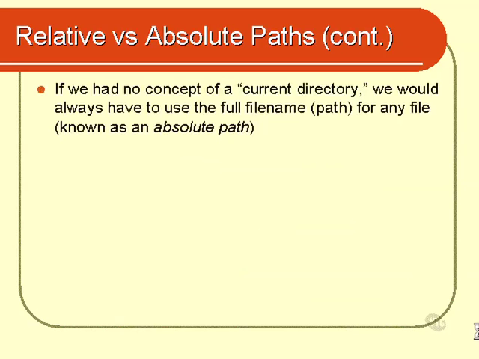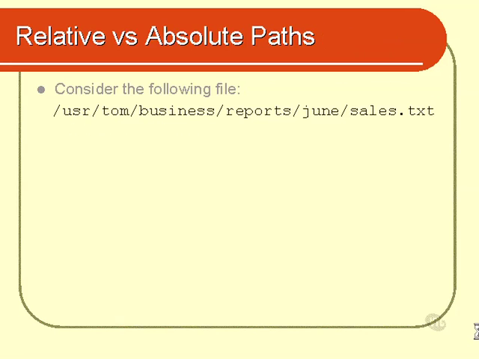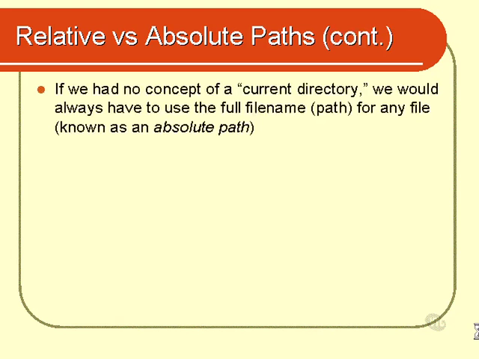If there was no such thing as a current directory, then we would always have to use the full path, the full file name, for any file that we wanted to access. Let me show you what you would have to type in any time you want to access a file. You'd have to type in that whole thing, /user/tom/business and so on. There would be no shortcut to it. You wouldn't be able to go into the June directory and then just type in sales.txt. You'd have to type in the whole thing every time. And that whole thing is known as an absolute path.